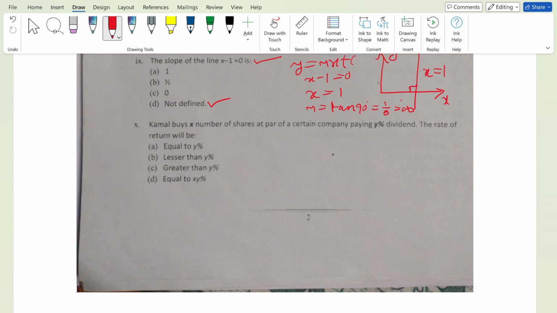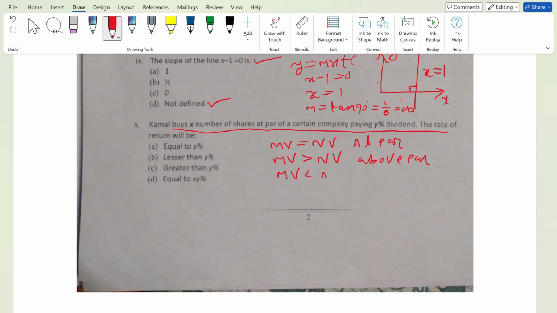Now share and dividend. Kamala buys X number of shares at par of a certain company paying Y percentage dividend, the rate of return. At par: if MB equals NB, then this is at par. If MB is greater than NB, then this is above par. If MB is less than NB, then this is below par.